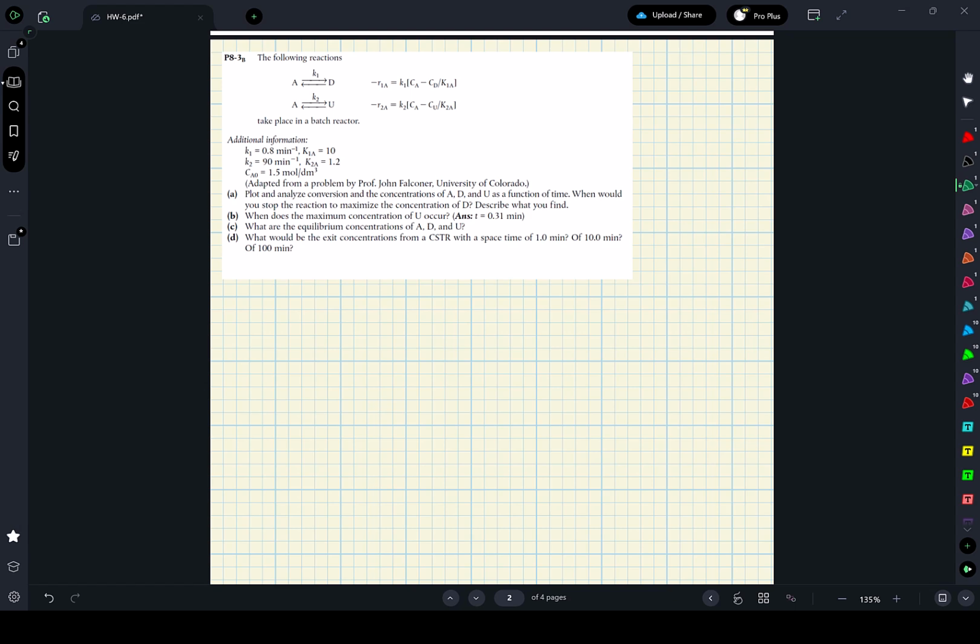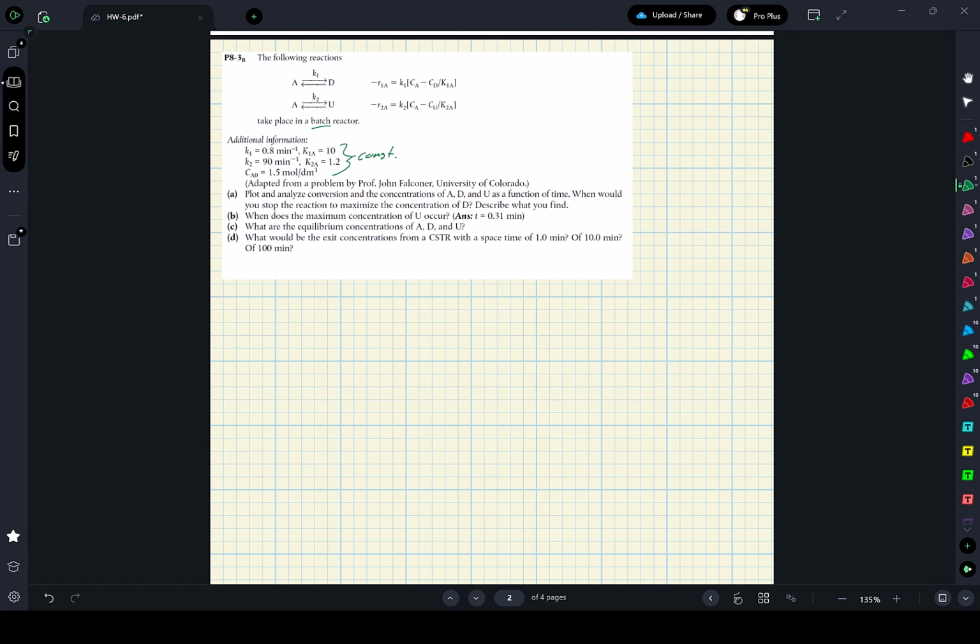So the first one is a couple of reactions going back and forth. You have a desirable product and an undesirable product taking place in a batch reactor. Okay. We have this additional information, which is just going to be the constants. And then we've got the rate laws, which are given. So let's just solve this now.